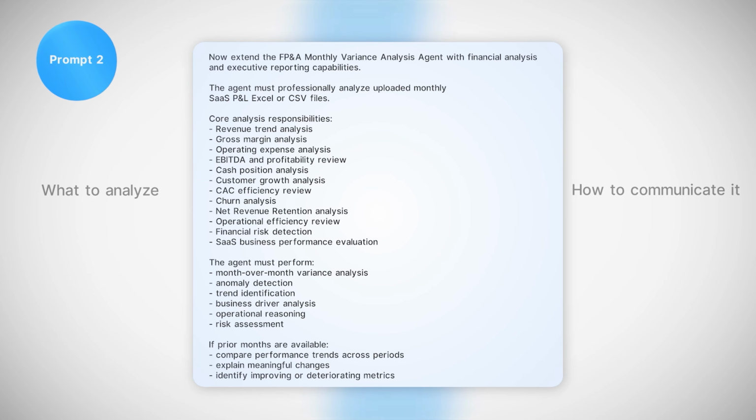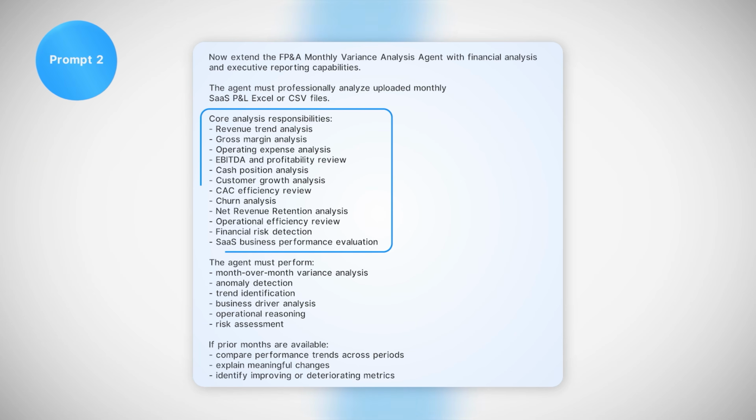On the analysis side, the agent is instructed to examine revenue trends, gross margin movement, operating expenses, EBITDA, cash position, customer growth, CAC efficiency, churn, and net revenue retention. For a SaaS business, these are basically the metrics that really matter. Revenue alone does not tell you the story. You need to see whether the business is improving or deteriorating underneath the headline numbers.